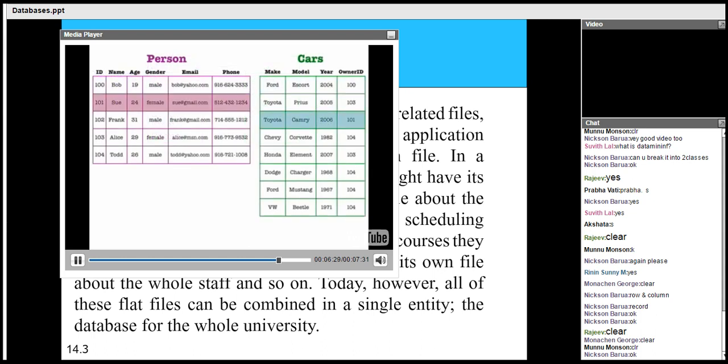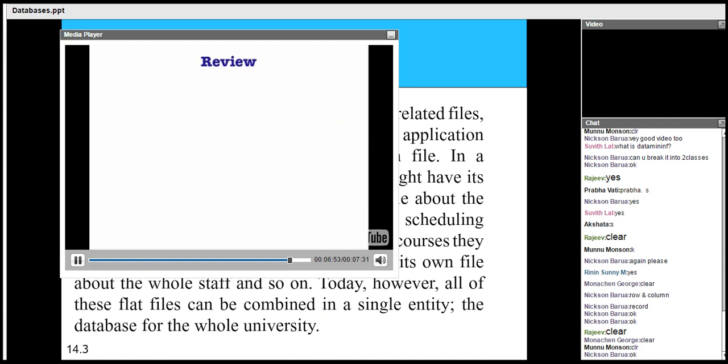Here's Bob's car. Here is Sue's car. Frank doesn't own any cars, so his ID number doesn't appear anywhere in the car table. Alice owns 2 cars. Her ID number appears twice in the car table. And Todd owns 4 cars. His ID number shows up 4 times next to each of his cars. This is a much better way to organize the data in our database instead of using one large table.